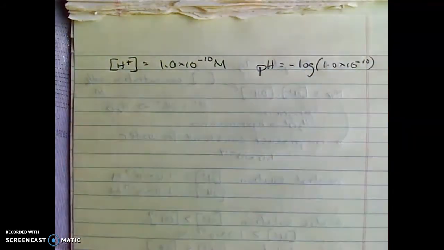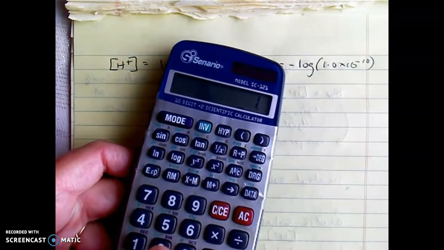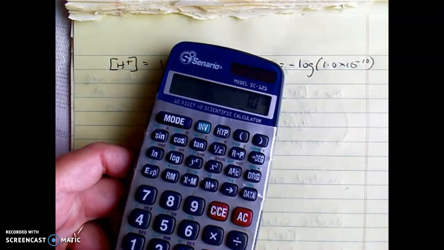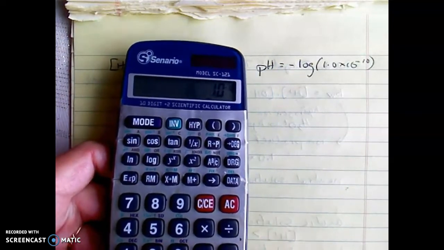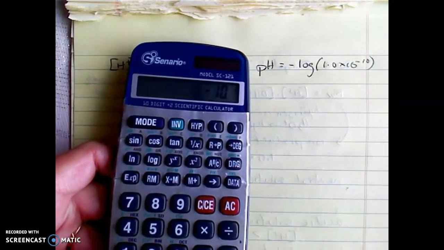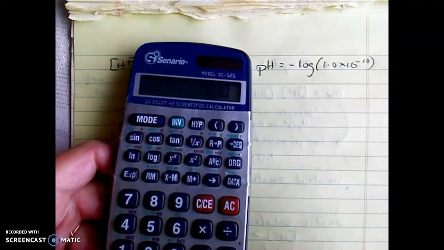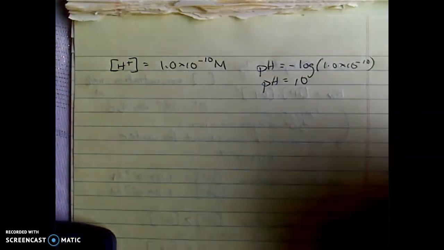10. So again, go back to my calculator. 1.0 EE to the negative 10. I don't know if you can see that. Then hit my log button. And it gives me negative 10. Negative 10 times negative 1 is 10. So I have a pH of 10. So this is basic.